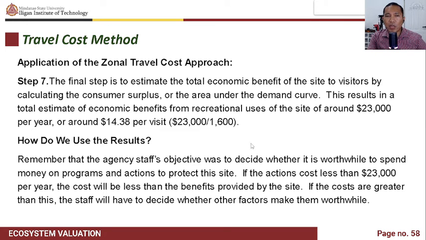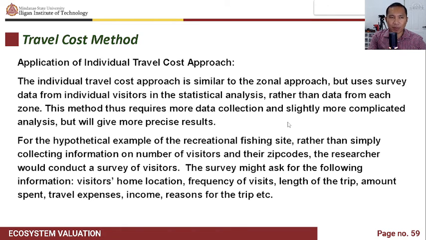So how do we interpret or use the results? Remember that the agency staff's objective was to decide whether it is worthwhile to spend money on programs and actions to protect the site. So if the action costs less than 23,000 US dollars per year, then the cost will be less than the benefits provided by the site. If the costs are greater than this, the staff will have to decide whether other factors make them worthwhile.